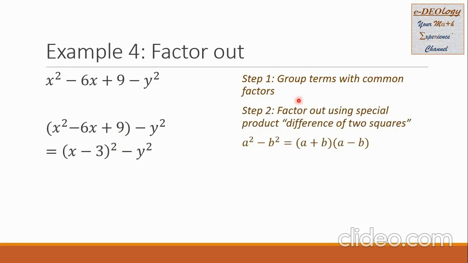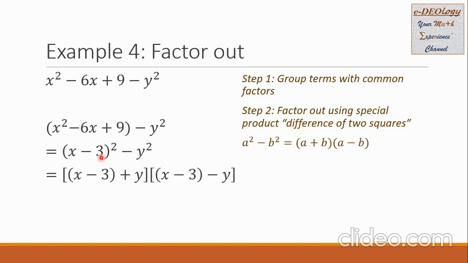In step 2, I'm going to factor using the special product, difference of two squares, and this is the formula. When we have a squared minus b squared, the answer will be the binomial a plus b times a minus b. In this case, the x minus 3 is considered to be the a, and the y is the b. So in applying this formula, it will be like this.